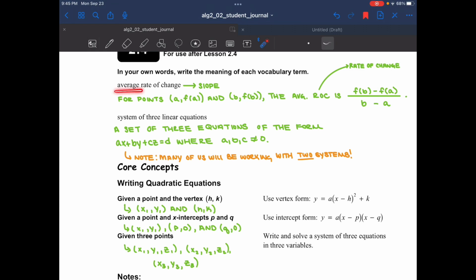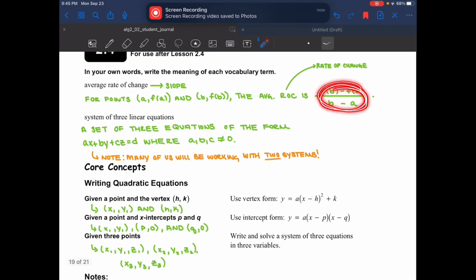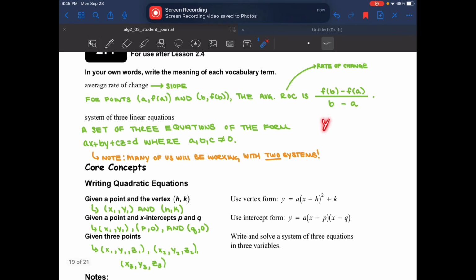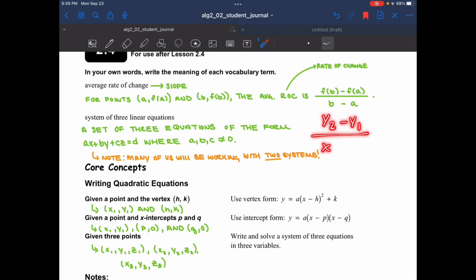Rate of change, average rate of change. I always tell my calculus friends this, that average rate of change means slope. A is for algebra, right? And so this might look a little funny, but remember that when we plug something in, we're pretty much getting the y coordinate. So this would be y2 minus y1 over x2 minus x1. We've just written it with function form instead. So remember that f of b gives us the y coordinate and b is the x.